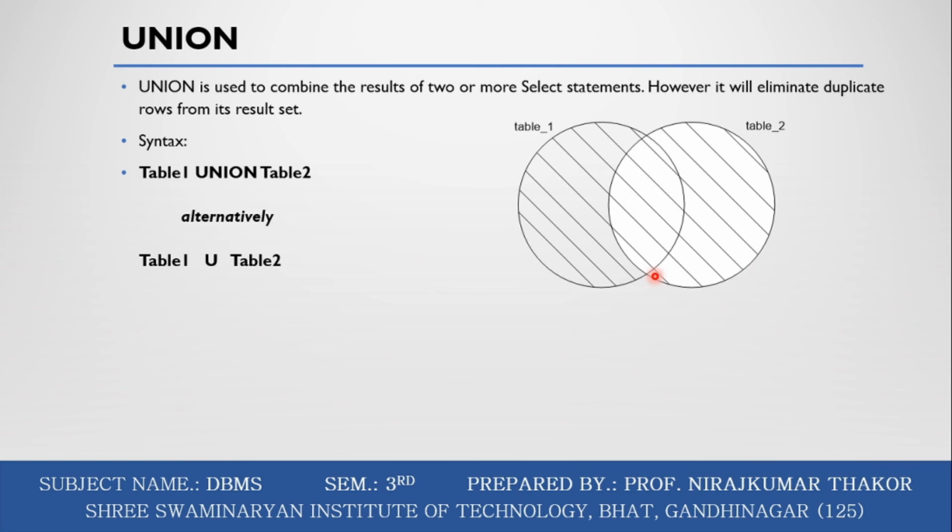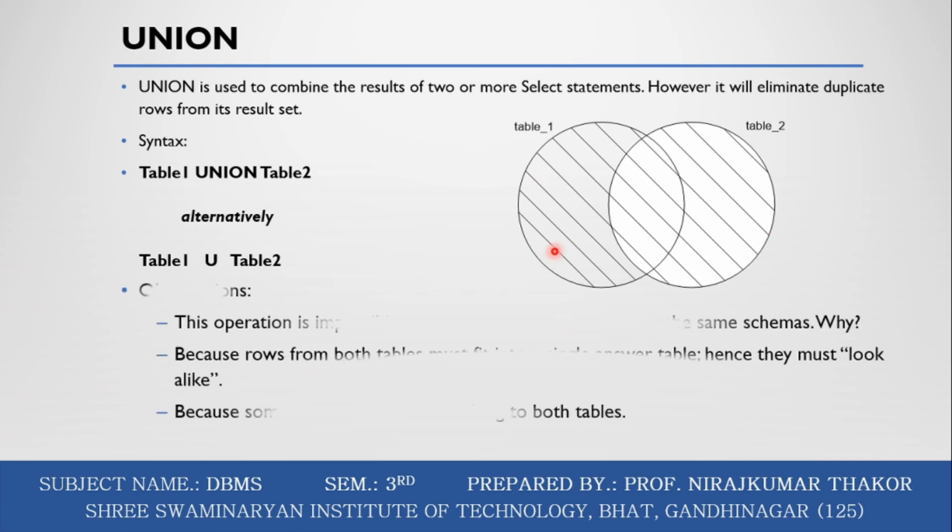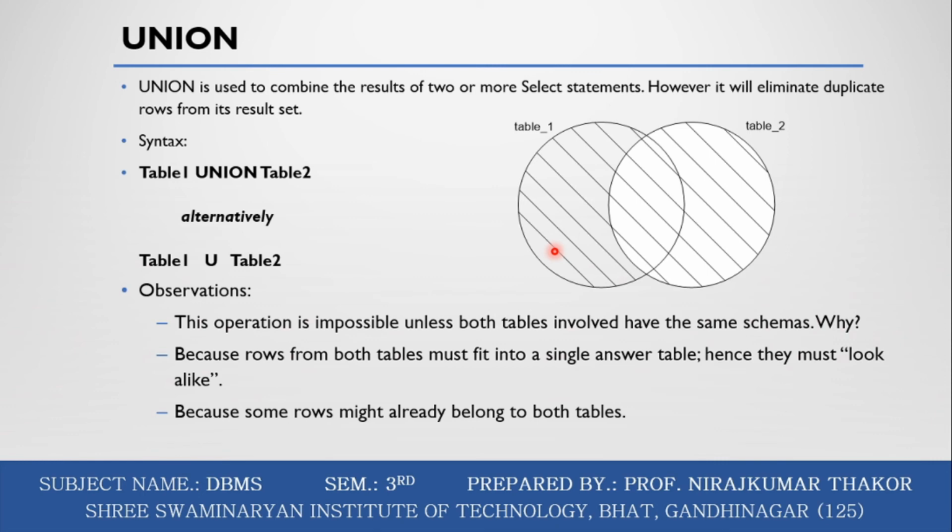Okay, this is the Venn graph of the union. This is our result of union. This operation is impossible unless both tables involved have the same schemas. Why? Because the rows from the tables must fit into a single answer table. Hence they must look alike, because some rows might already belong to both tables.